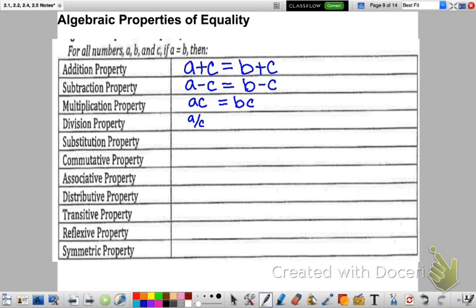And that is because A and B are supposed to be equal. If A and B are equal, then when we look at substitution, that means that A can be substituted for B in any equation.